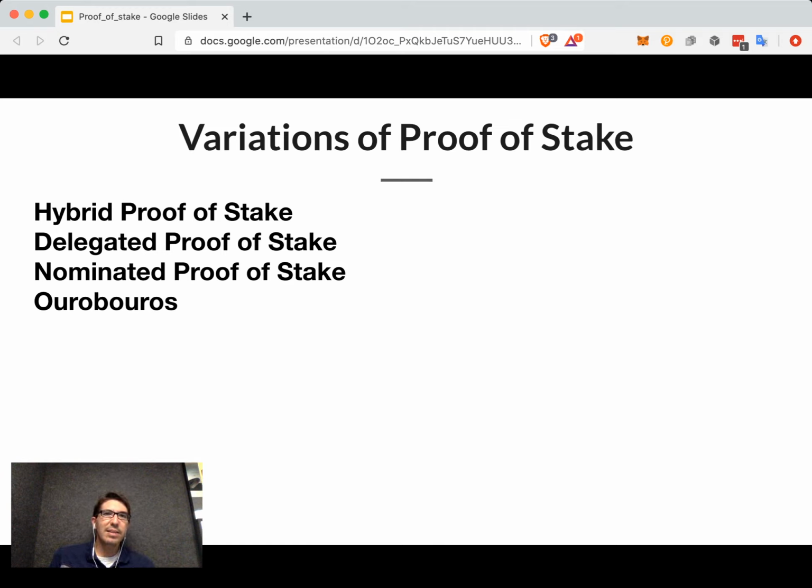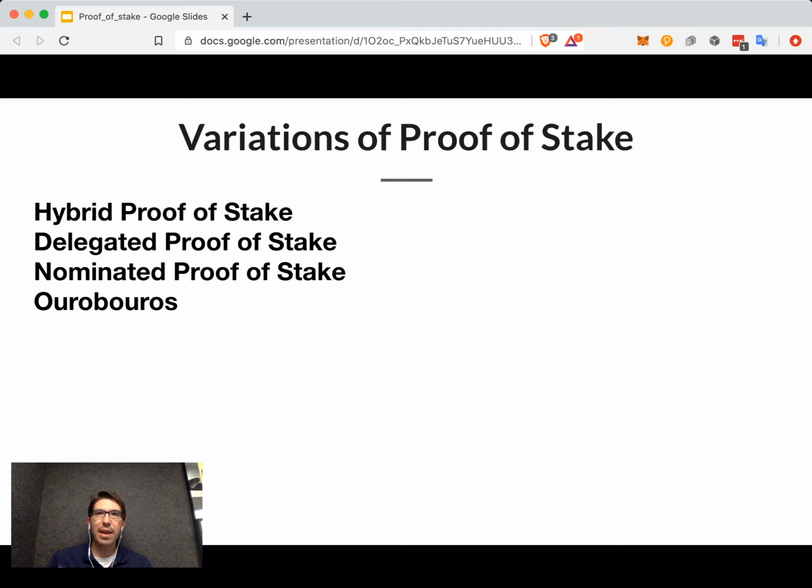Ouroboros is a system used by Cardano and variations by others that have slot times, and is also a much more complex version of proof of stake. I recommend you take a look at the Ouroboros white paper if you're interested in going into more detail.